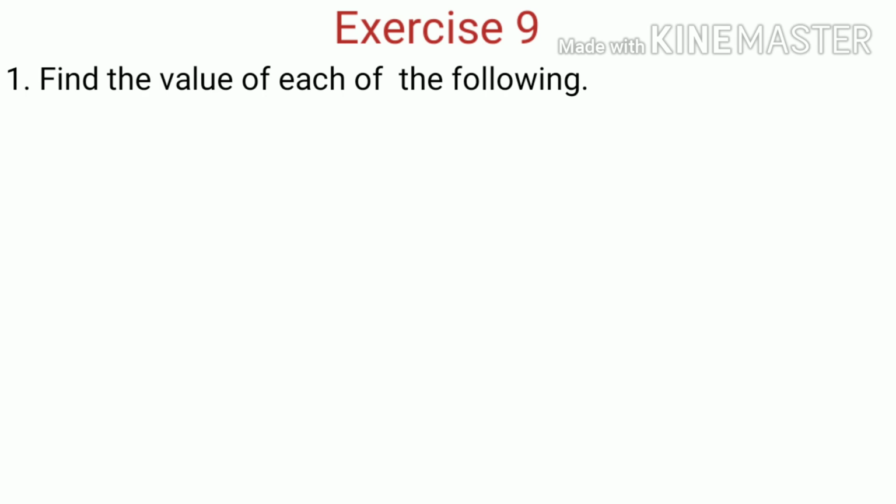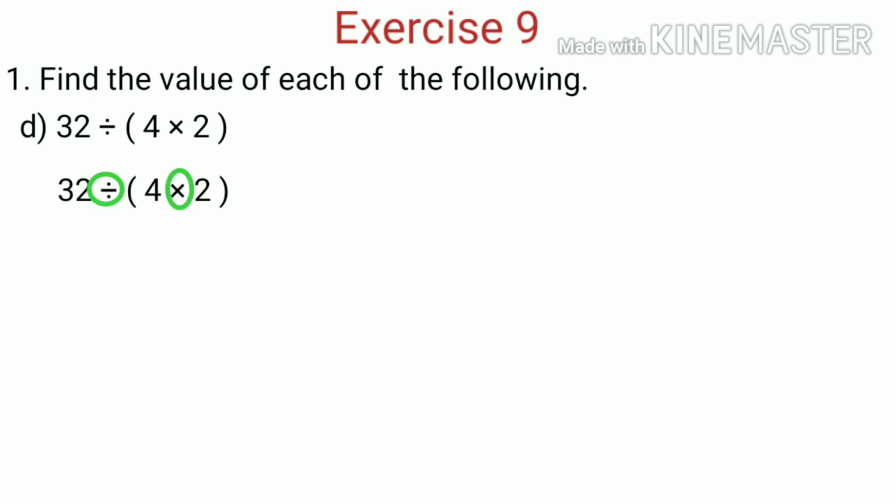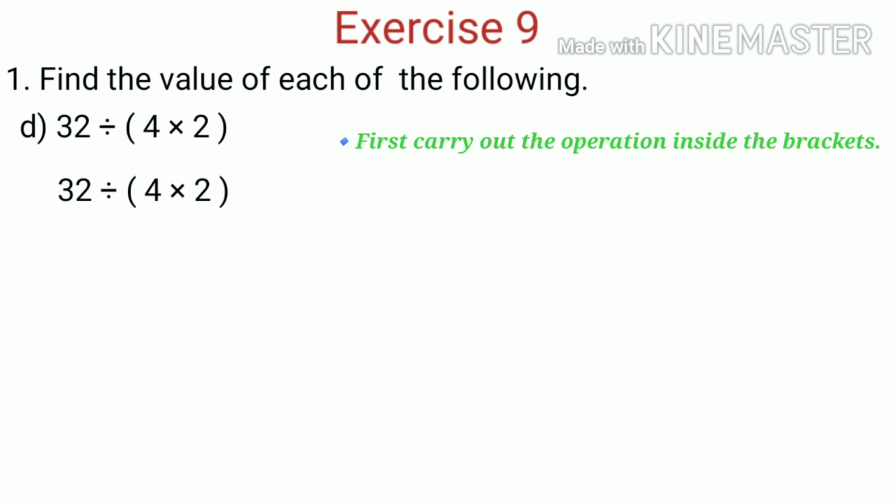Question number 1. Find the value of each of the following. Number D, 32 divided by, open bracket, 4 into 2, close bracket. This expression involves division and multiplication. Here the multiplication operation is inside the brackets. And when there are mixed operations with brackets in a problem, we have to first carry out the operation inside the brackets and then we can use the DMAS rule. So we will use the DMAS rule only after carrying out the operation inside the brackets.